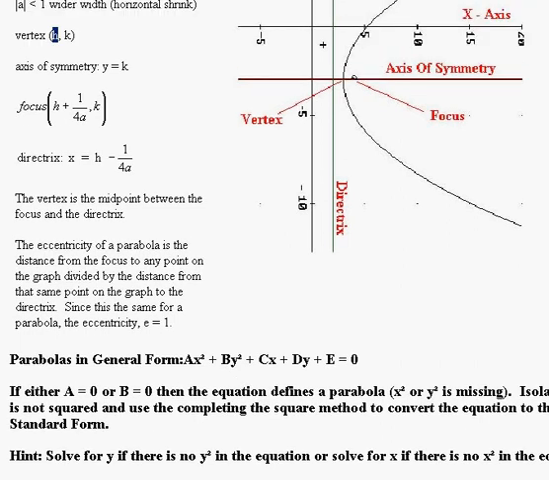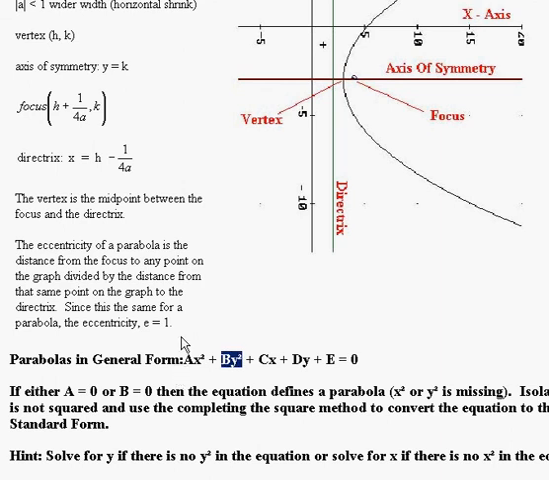How can you tell you have a parabola in general form? Well, all of the conic sections in general form start out with ax squared plus by squared plus cx plus dy plus e equals 0. For a circle, remember, the coefficient of x squared and the coefficient of y squared had to be same number, same sign. How can you tell it's a parabola? Simple. Either a is 0 or b is 0. Translation. Either x squared is not in the equation or y squared is not in the equation. One of those two is missing.